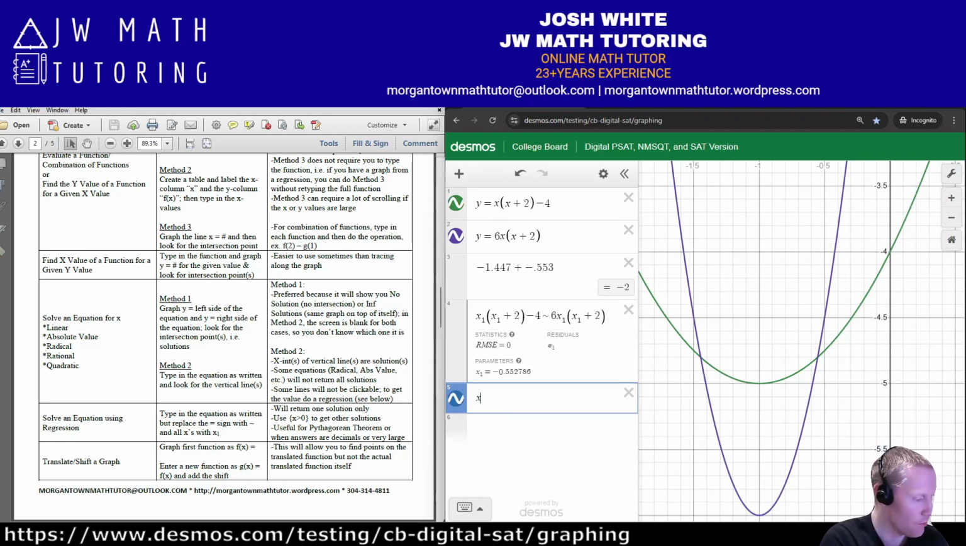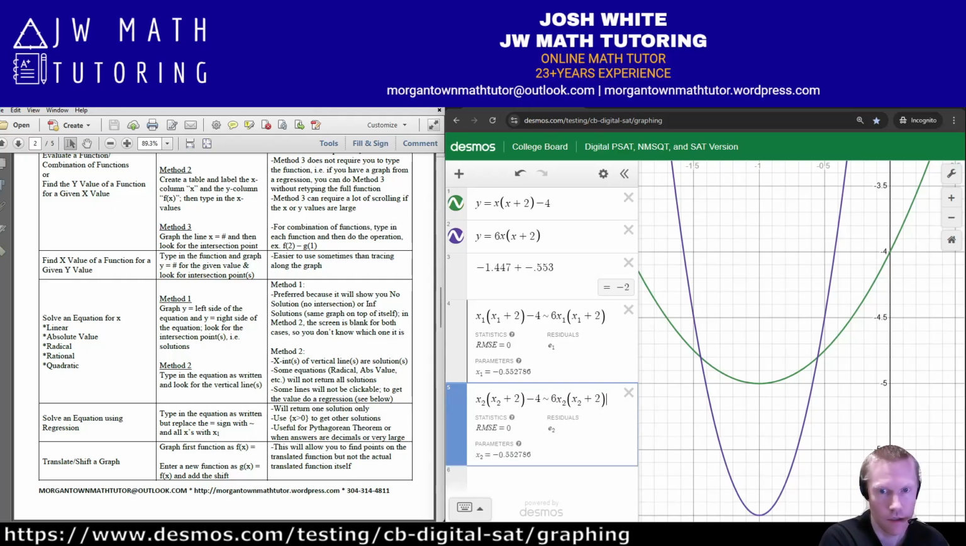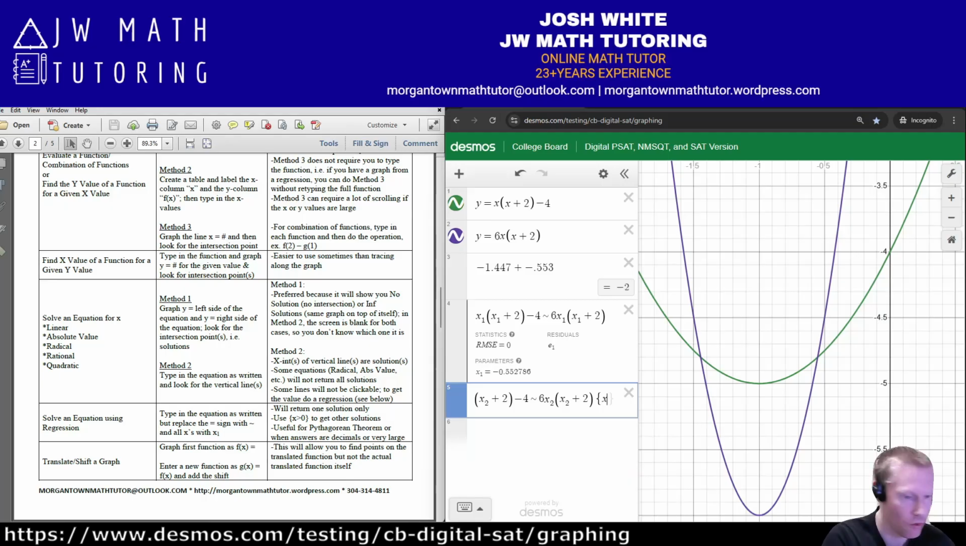Now what I'm going to do is use a different x. So I'm going to make it x2. Notice it's giving me the same answer, but I don't want that. I want another answer. So I'm going to add this qualifier in here that says x2 is greater than negative 0.5.